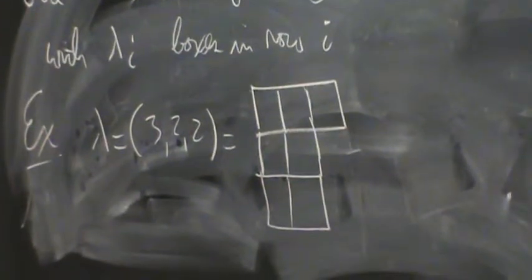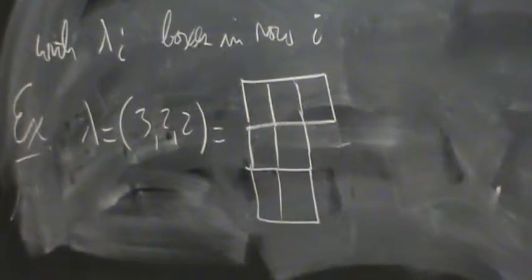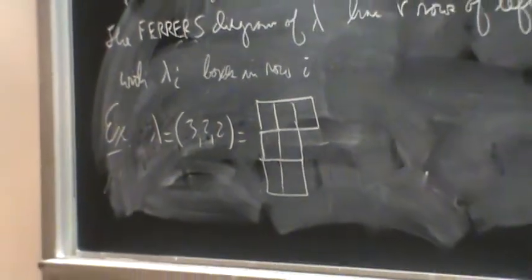Okay. Hopefully pretty straightforward. So that's the Young diagram. The Ferrers diagram is with dots instead of these boxes.